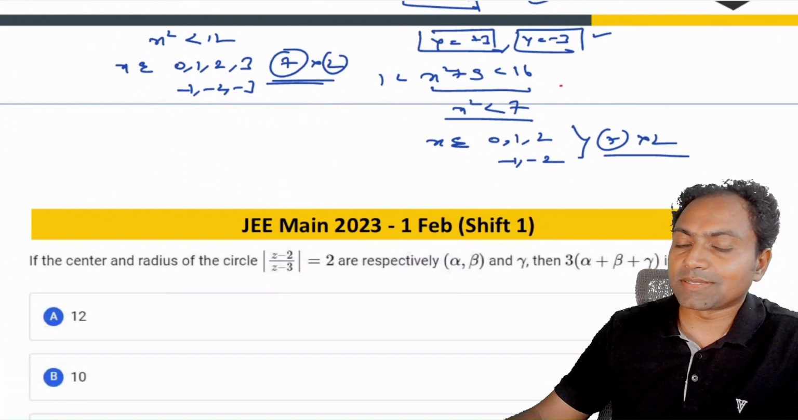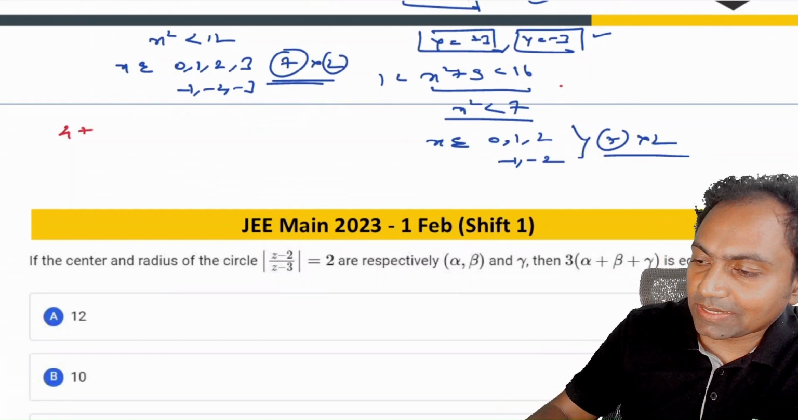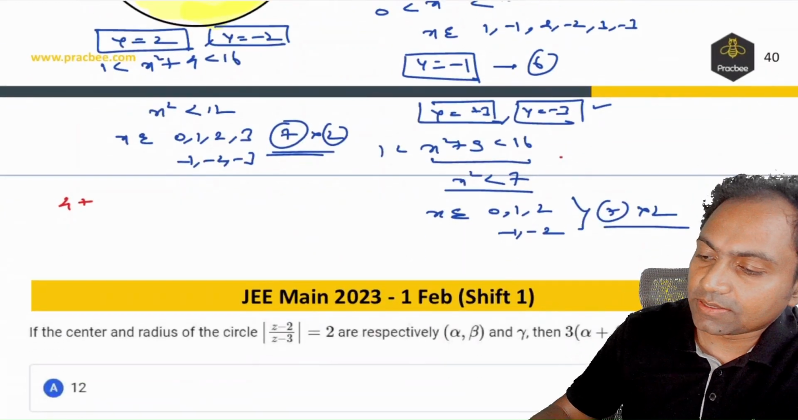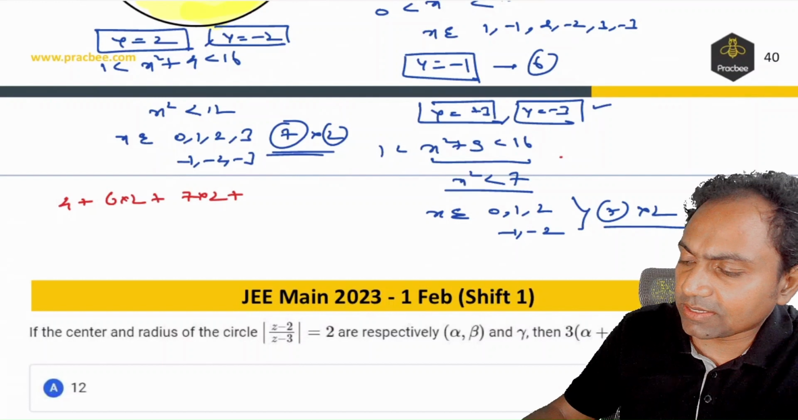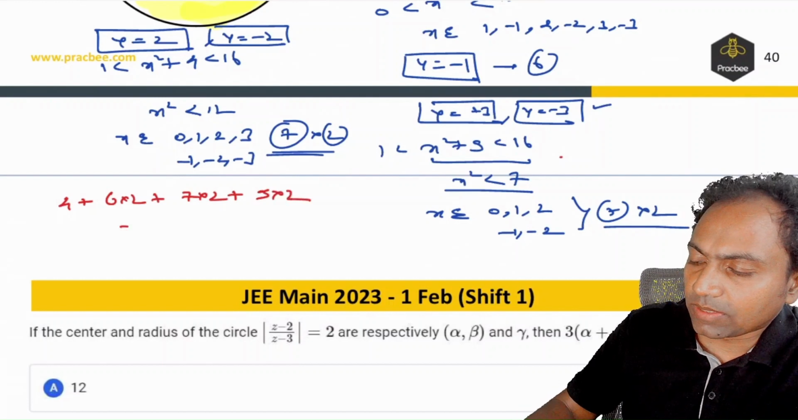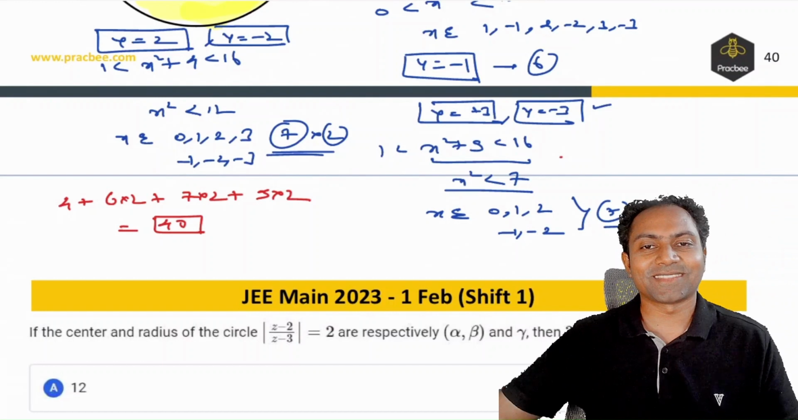So now let us sum it up. So what we have got for the first case was 4. For the next case, it was nothing but 6 into 2. For the next case, 7 into 2. For the last case, it is again nothing but 5 into 2. If you sum it up, it comes out to be 40. That is nothing but the answer of our question.